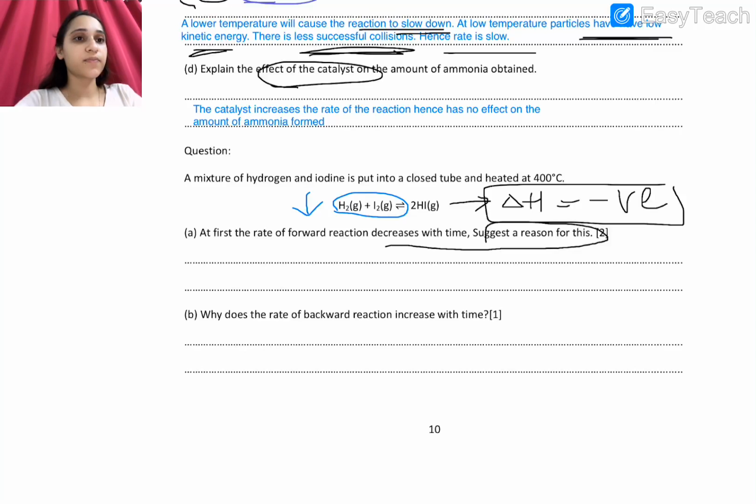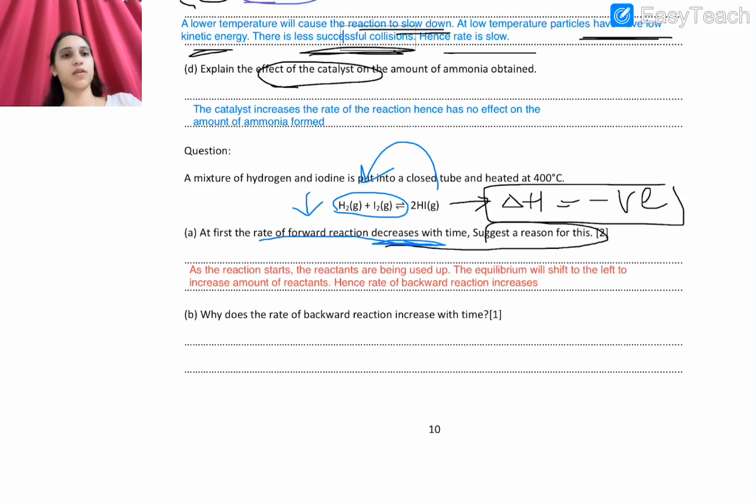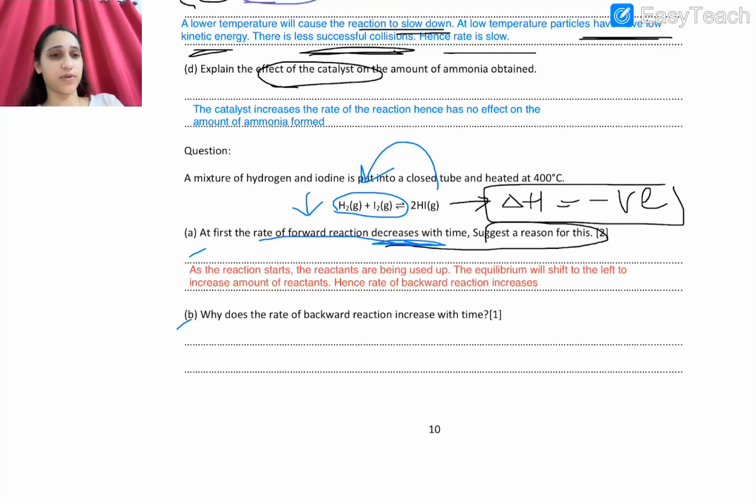So the reaction will want to increase it. And how does it increase it? By favoring the backward reaction. So when it favors the backward reaction, the rate of forward reaction decreases. Okay? Now why does the rate of backward reaction increase? These two questions are kind of the same, but they are asked in different ways. So backward reaction, why will it increase in time?